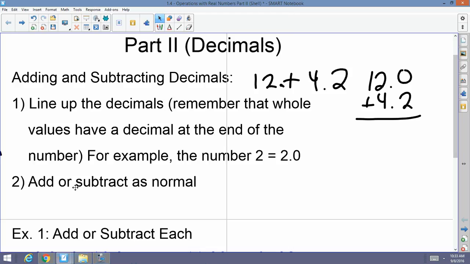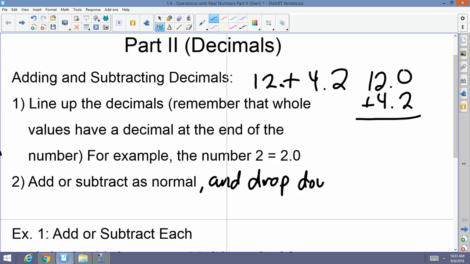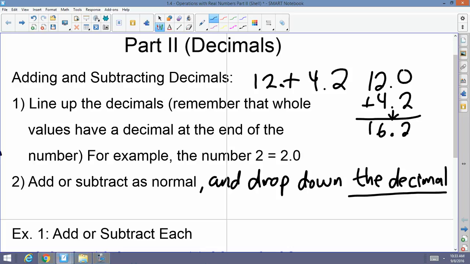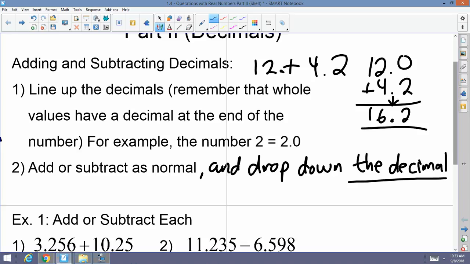And then second step, add or subtract as normal, and just drop down the decimal, okay? You don't move it around, you don't go left or right on it, you literally just bring it down. That's my decimal. 0 plus 2 is 2. We got a 6 and a 1, so that'd be 16.2. Just line up the decimals, add or subtract as normal, and literally drop down the decimal. It's that simple.